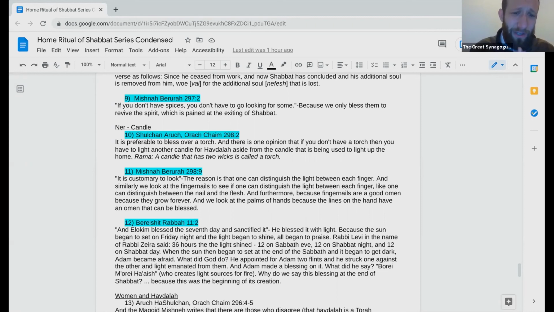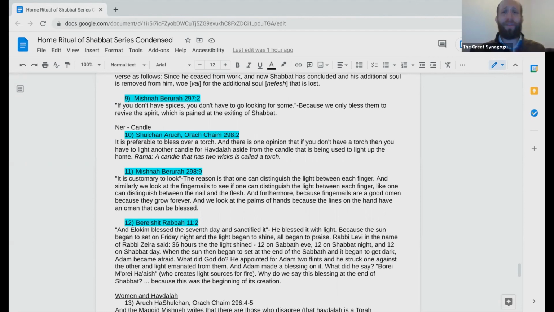It is customary to look. The reason is that one can distinguish the light between each finger, and similarly, we look at the fingernails to see if one can distinguish the light between each finger, like one can distinguish between the nail and the flesh. And furthermore, because fingernails are a good omen because they grow forever.